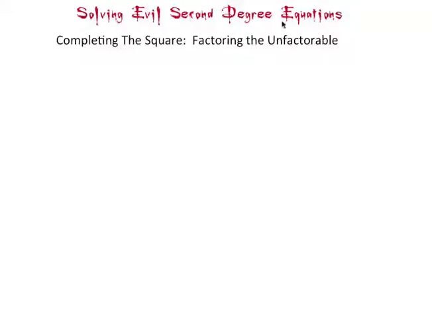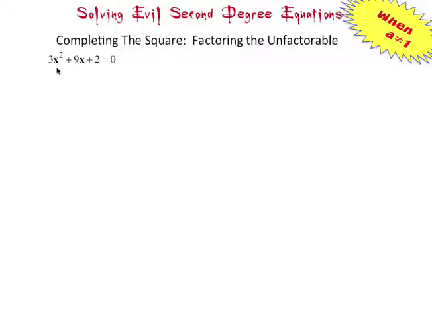Solving evil second-degree equations when a is not equal to 1, completing the square, or factoring the unfactorable. So here we have 3x squared plus 9x plus 2 equals 0. And we know how to factor these guys when a is equal to 1. So all we have to do is make a equal to 1. So I'm just going to divide both sides by 3.